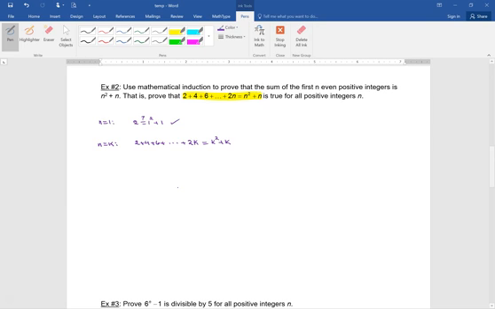Now, is the case for k plus 1 true? So if n equals k plus 1, what should the right side equal? Do you know what's the shorthand for right-hand side of the equation? It's RHS. That means right-hand side of the equation. Or LHS, left-hand side of the equation. So the right-hand side of the equation should equal, what should it equal? If n equals k plus 1, what should that equal to?